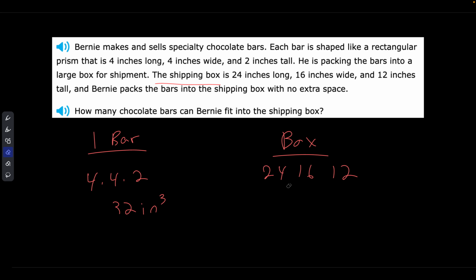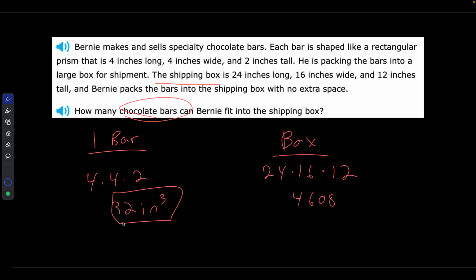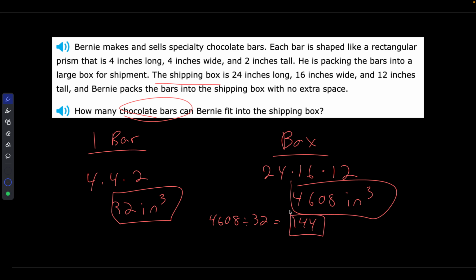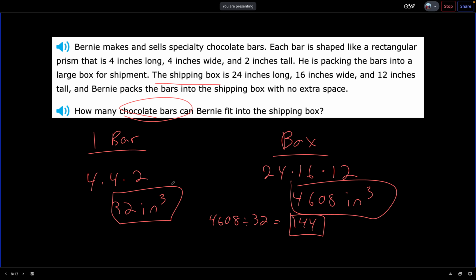Let's make that look a little clearer. Times, okay? Which is 4,608. So now, it wants to know how many chocolate bars can we fit in? Well, this is how much space 1 bar takes up. This is how much space I have total in the box. So we're just gonna divide, right? 4,608 divided by 32 tells me that I can fit exactly 144 chocolate bars into this, what is this, a shipping box, yes.